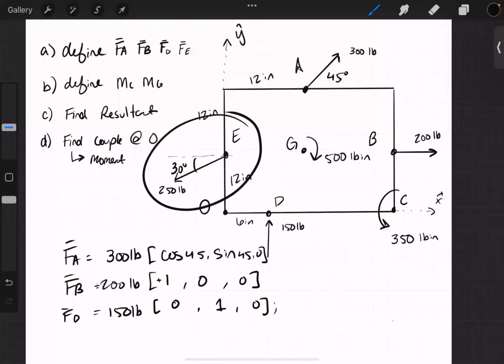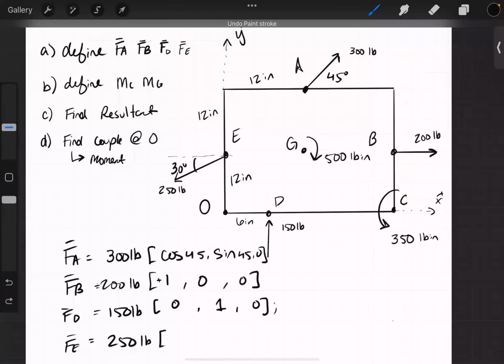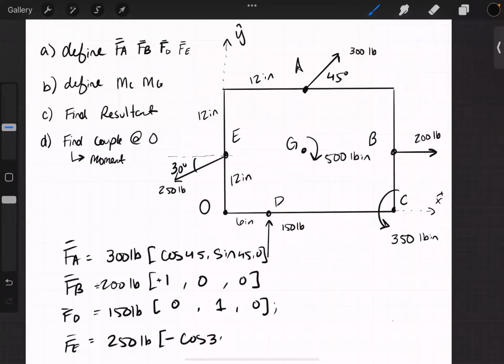The last force we have to define is here. F of E, 250 pounds, negative because the X component is going opposite of the positive, so it's going into the negative X direction. The X component will be negative, cosine of 30, and in the same way, the Y component is going in the negative Y direction. So the Y component will be negative. Negative sine 30, 0.